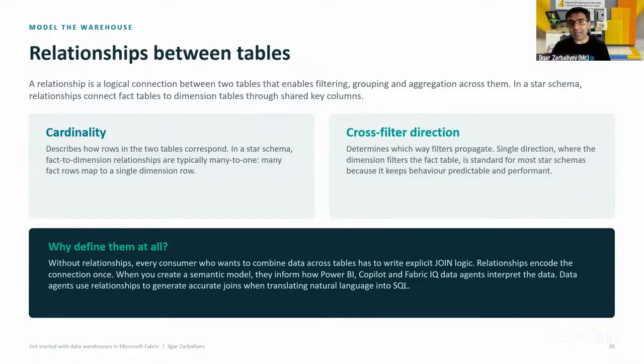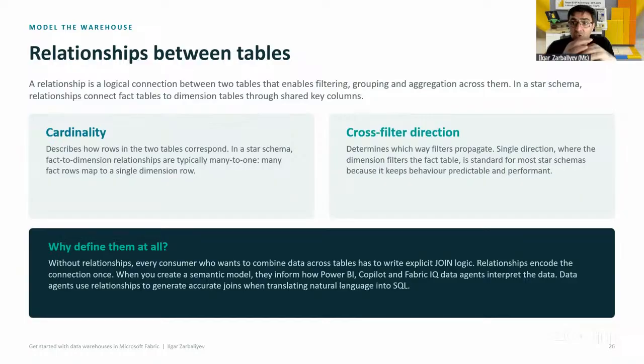Every relationship has two properties you need to understand. Cardinality describes how rows in the two tables correspond. In a star schema, fact-to-dimension relationships are typically many to one. Many fact rows map to a single dimension row. Thousands of orders, one customer. That's the normal healthy shape.